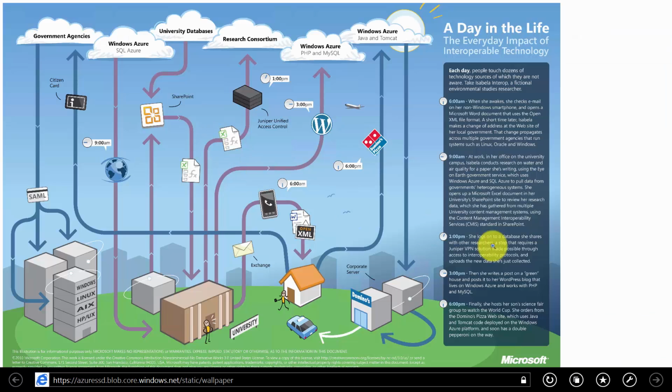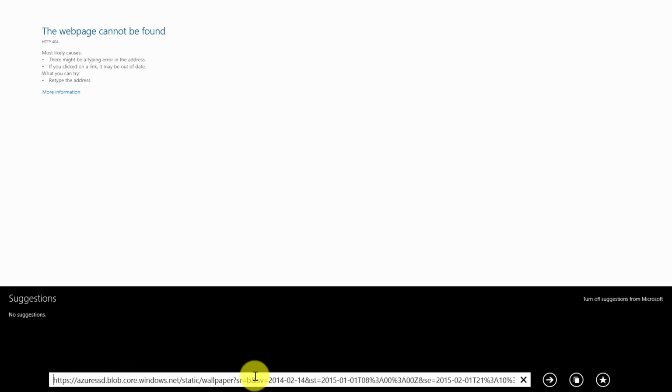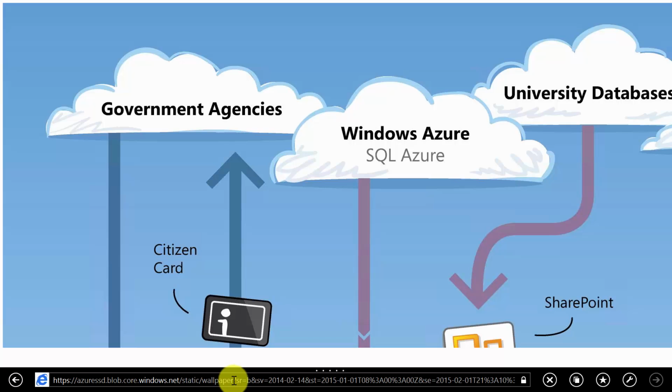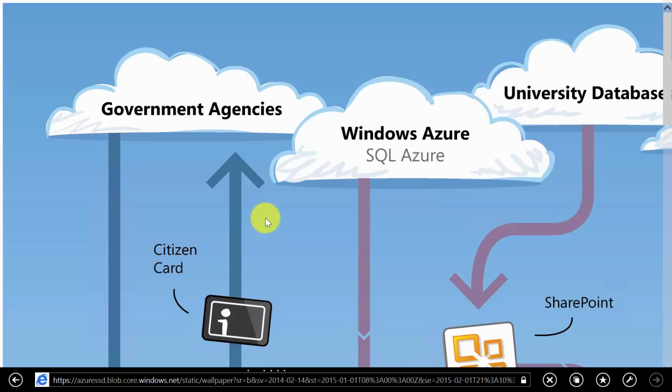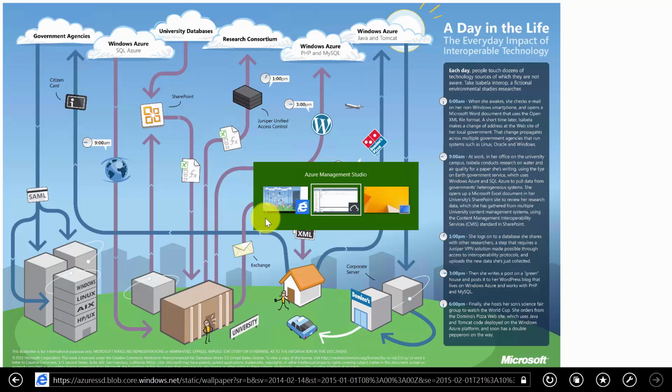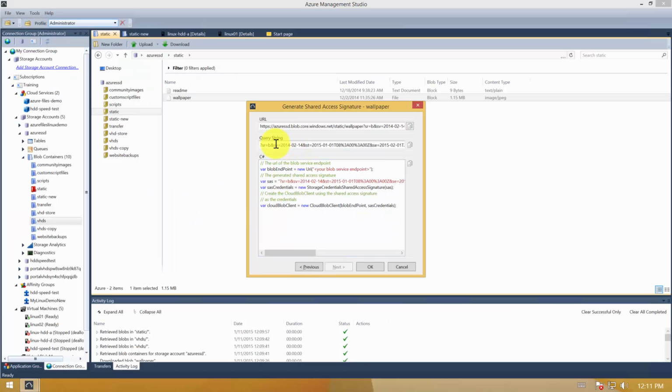Let's go again to our browser. If I hit F5, I will be unable to access this wallpaper, but if I paste here my shared access signature, voila, I am able to see it. And also, as you can see, I have only the query string for this URL here, and also I have an example for C# of how I can use this shared access signature inside my C# project.